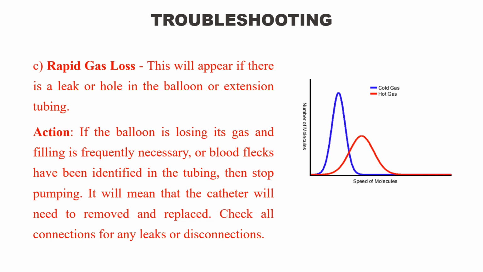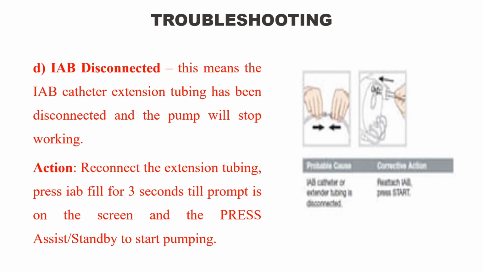If the balloon is losing its gas and refilling is frequently necessary, or blood flecks have been identified in the tubing, then we have to stop the pumping immediately. It means that the catheter will need to be removed and replaced. Finally, check all connections for any leaks and disconnection. IABP disconnect: this means the IABP catheter extension tubing has been disconnected and the pump will stop working. What action needs to be taken? Reconnect the extension tubing, press IABP fill for 3 seconds till the prompt is on the screen, and press assist. Standby, then start pumping.